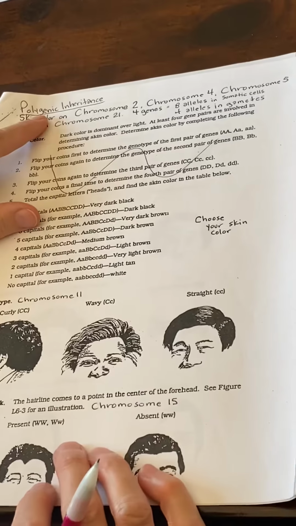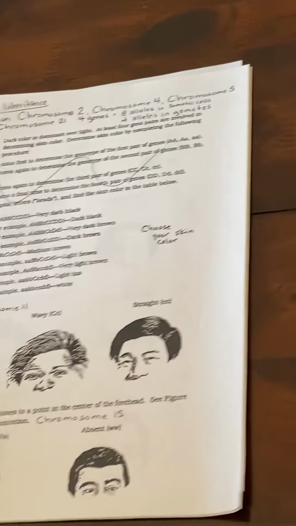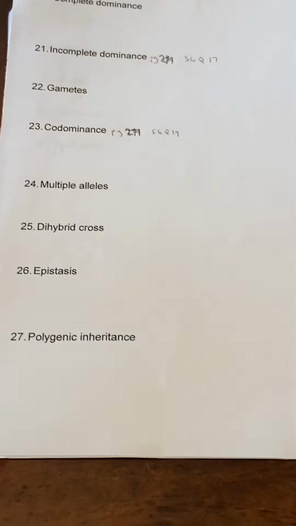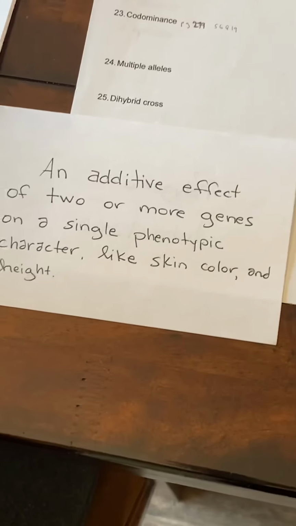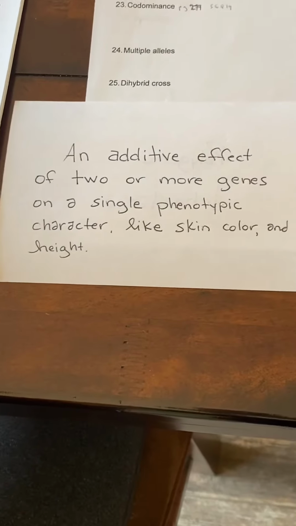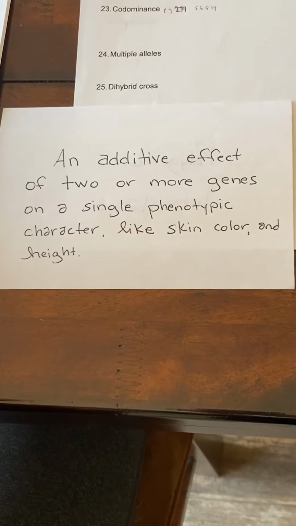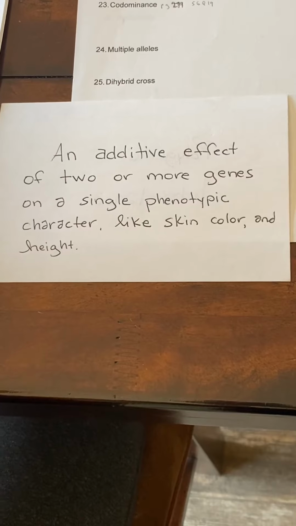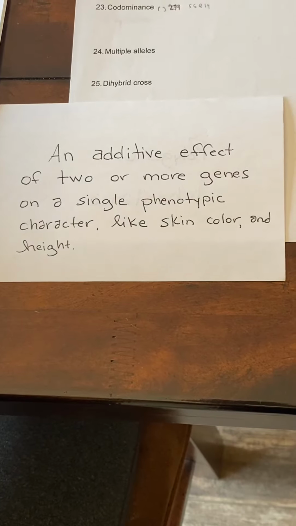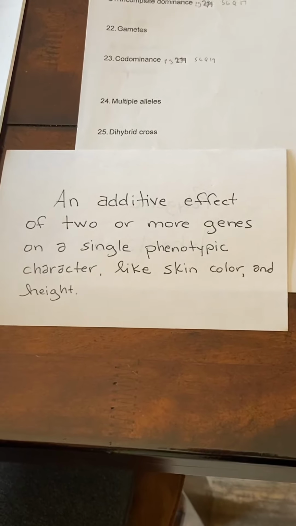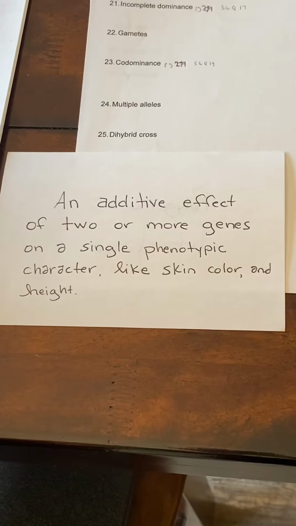Okay, and so the skin color one, the third one on this next page, gives an example of polygenic inheritance. It's also one of your words on the flashcards, polygenic inheritance. So if you look up the definition in the book, it's an additive effect of two or more genes on a single phenotypic character. Like skin color, height, hair color, eye color.